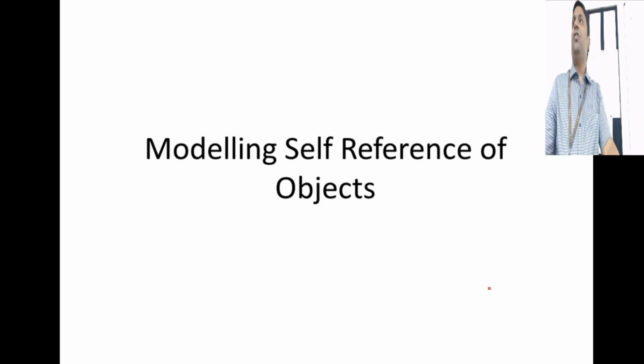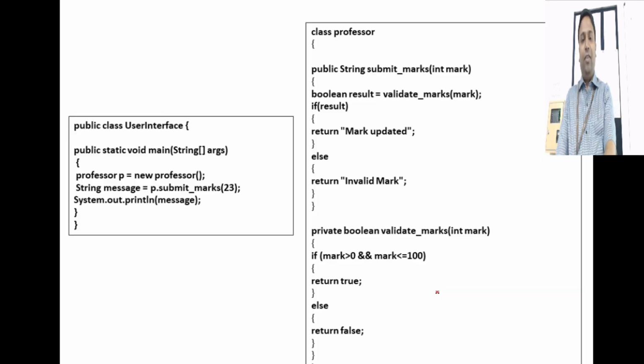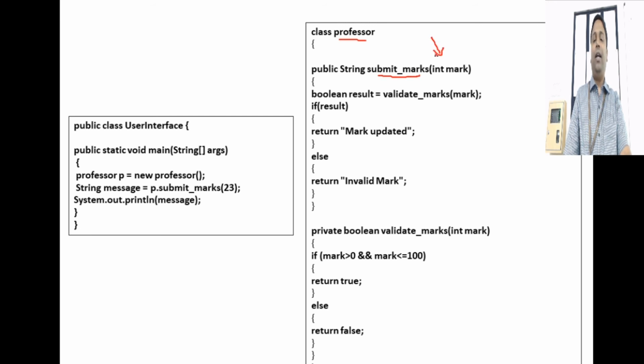Modeling self-reference for objects. We have already seen this. What is this self-reference? For instance, you see this arrow mark here. It is just referring back to the same object. What does this mean? For that I have given a simple piece of code. Again, the professor class, I have submit marks by the professor. So professor submits some marks. Internally, I am calling validate marks. So from here, the call goes to validate marks.